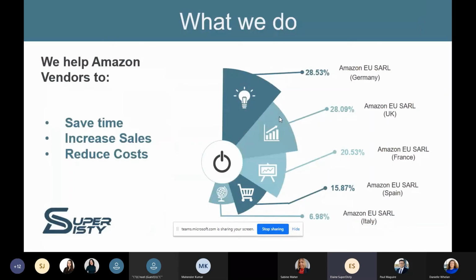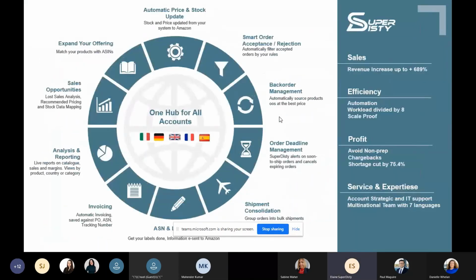So what do we do? We help Amazon vendors to save time, increase sales, and reduce costs. And we do that in a number of ways. We help businesses increase revenue. We create efficiency around the business processes that are required to do that. And we help with profitability by avoiding non-preparation chargebacks and cut shortage claims too. Our graph there, or our circle there, is quite busy and maybe complex, but it is quite a complex process in dealing with Amazon.